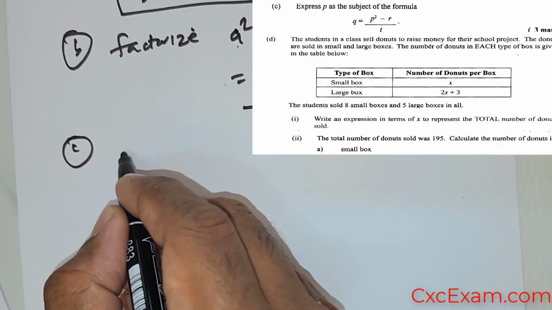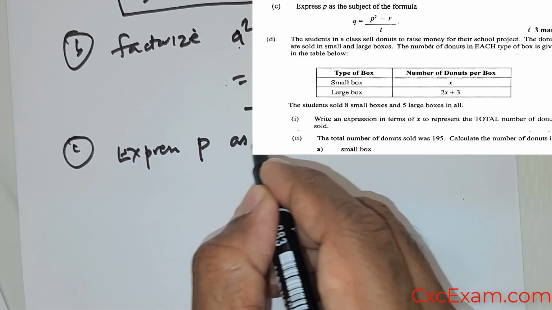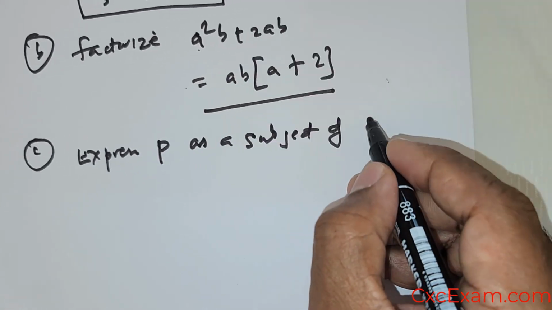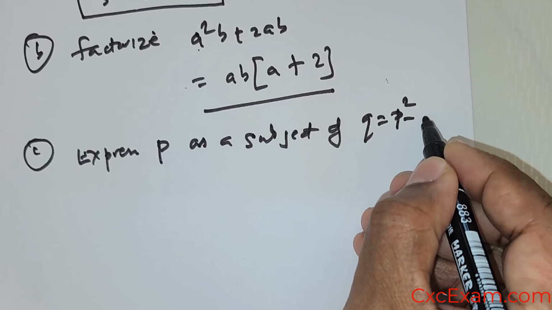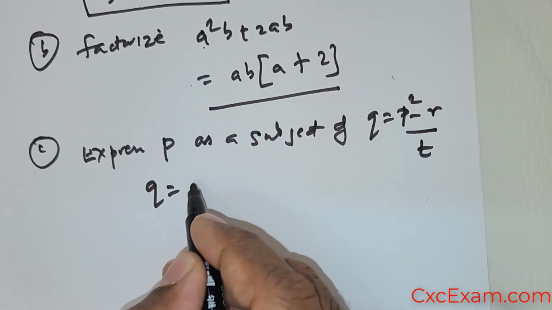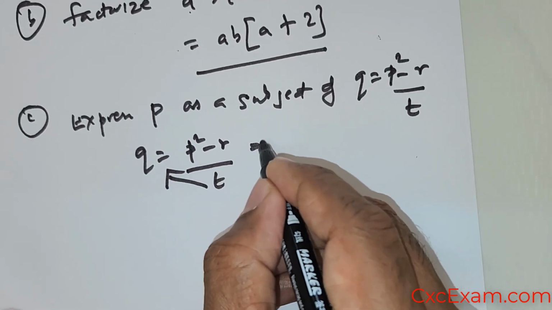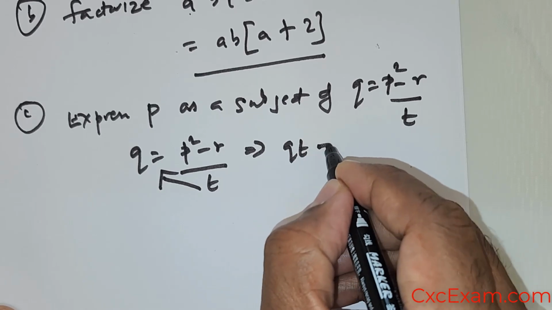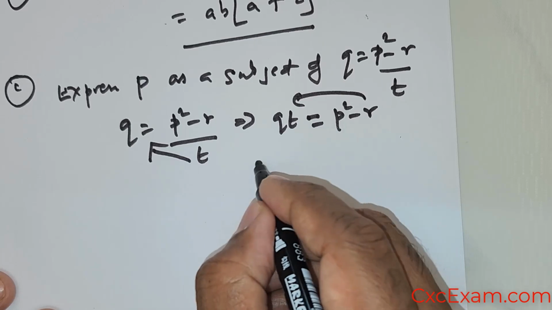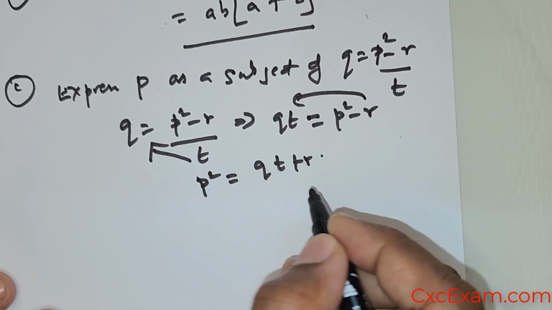Now question number C is express p as the subject of q is equal to p squared minus r divided by t. Now you are given this: q is equal to p squared minus r divided by t. You cross multiply. So when you cross multiply you get qt is equal to p squared minus r. Next you push this r to the other side. So qt plus r, I'm going to write p squared like this.